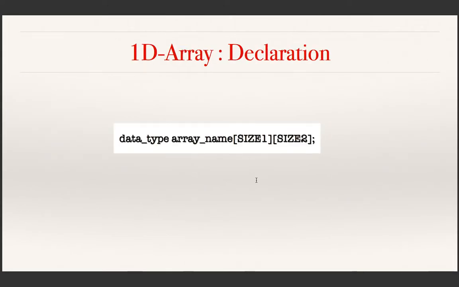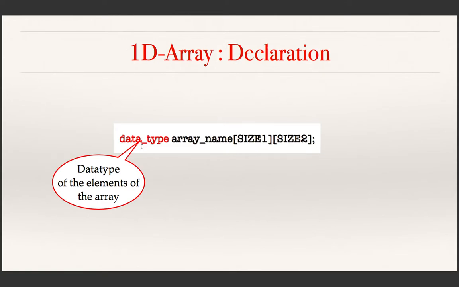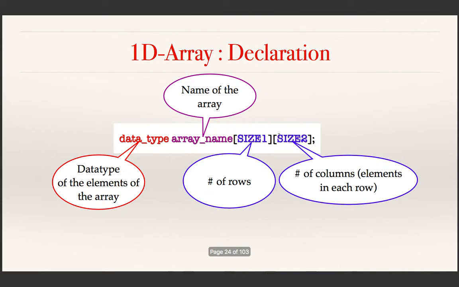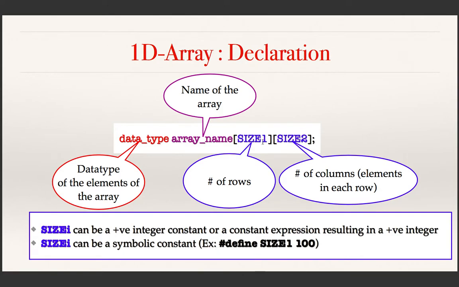So now, what is the formal syntax for declaring a 2-dimensional array? Here is the syntax, and see the various parts in it. First is the data type, which is the data type of the elements in this array. All the elements must be of the same type, and this is that data type. Followed by the name of the array, then followed by the specification of the number of rows and number of columns. And these must be positive integer constants. And as we discussed for single dimensional arrays, you can use symbolic constants also.